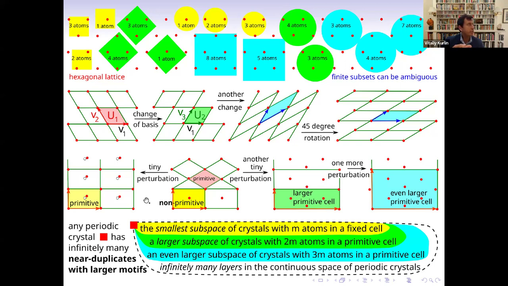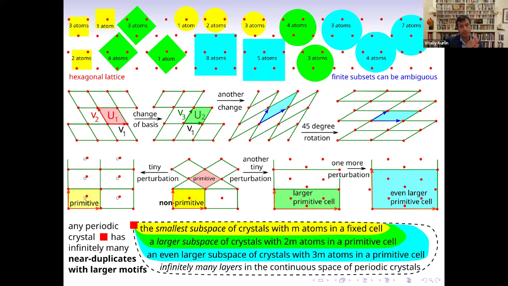When we slightly shift one atom in, say, a non-primitive cell, again the same hexagonal lattice, the primitive cell is small, the non-primitive is twice larger. But if you slightly shift, say, the center atom in all these non-primitive cells, then this non-primitive cell becomes primitive, so minimal by volume. And similarly, we could continue with perturbation, slightly shifting other points and get a larger primitive cell, or even larger, and so on. So what does it mean?